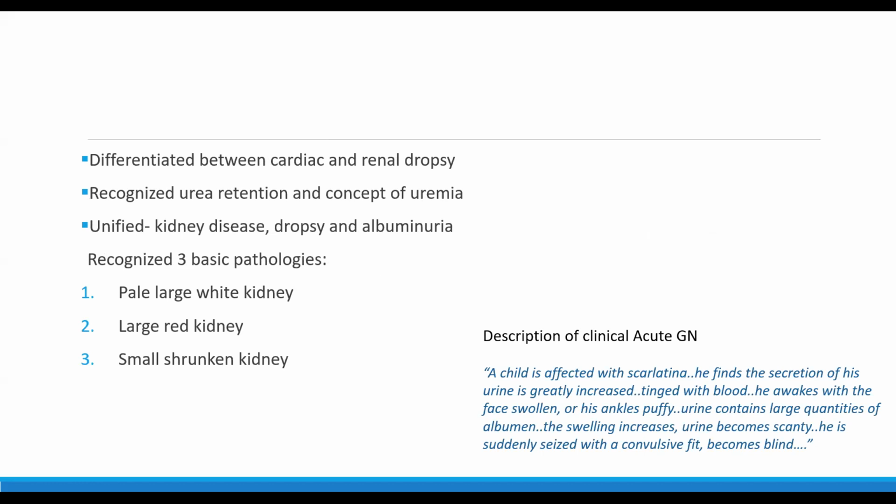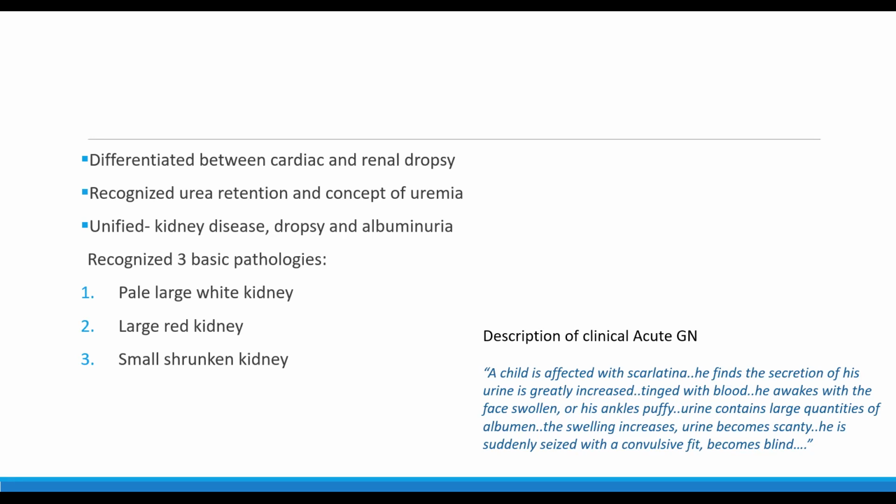He was also one of the first people to recognize that urea retention caused uremia, and the concept of the uremic syndrome was also described by him. He also unified the various factors, that is kidney disease, dropsy, and albuminuria, as belonging to the same clinical condition. This was described as Bright's nephropathy, Bright's nephritis, or Bright's disease.